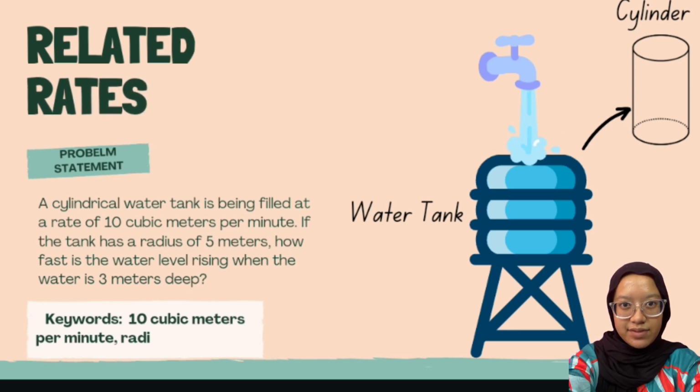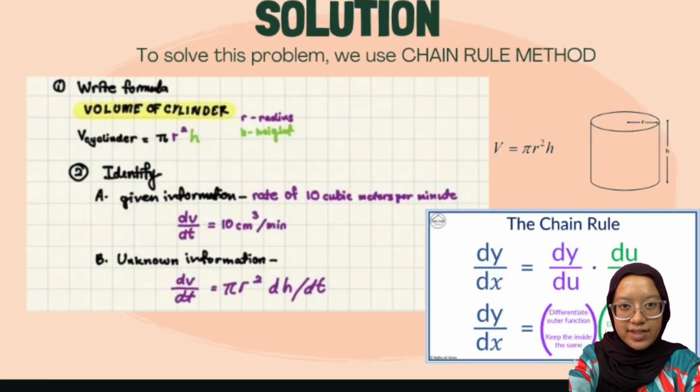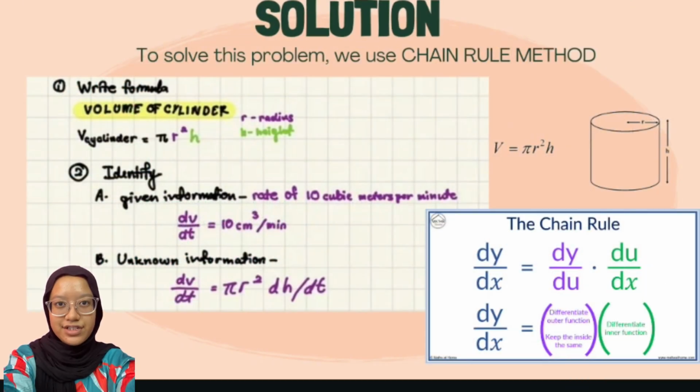So the problem statement is: a cylindrical water tank is being filled at a rate of 10 cubic meters per minute. If the tank has a radius of 5 meters, how fast is the water level rising when the water is 3 meters deep? The keywords for this question are 10 cubic meters per minute and radius of 5 meters. So what are we going to do with that? For this solution, we will use the chain rule method to solve this problem. Okay, let's move to the first step.